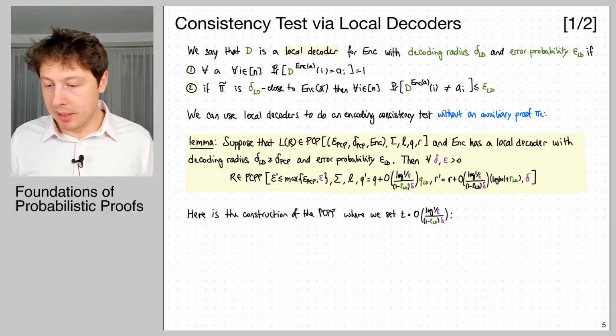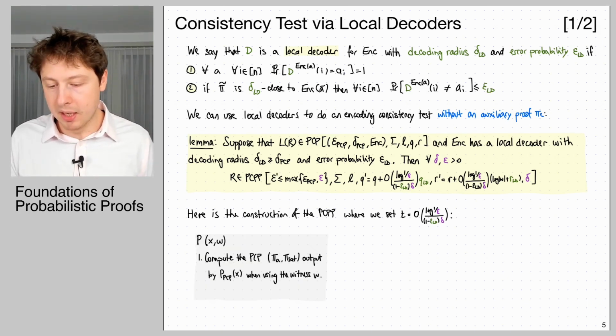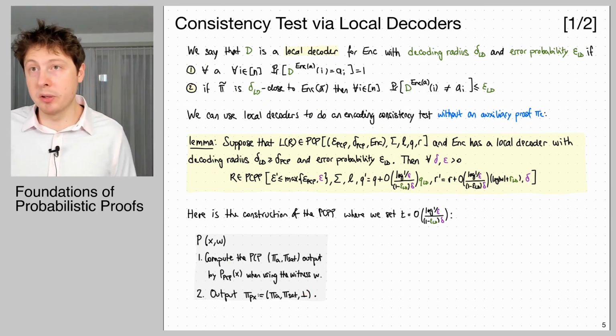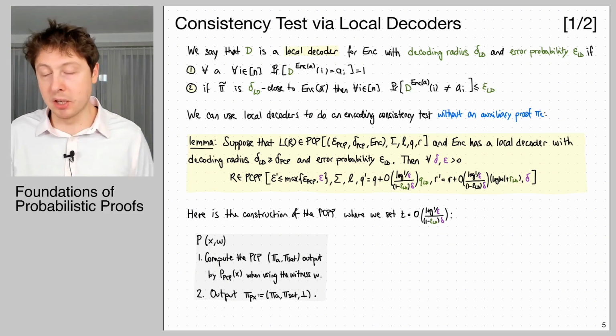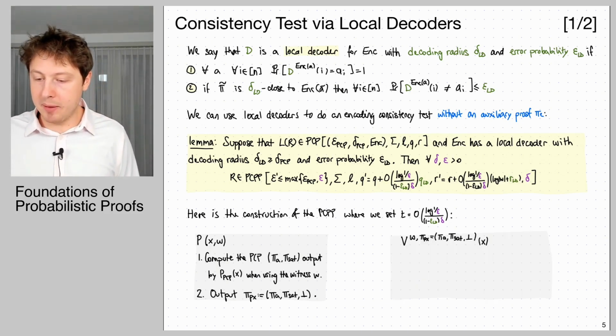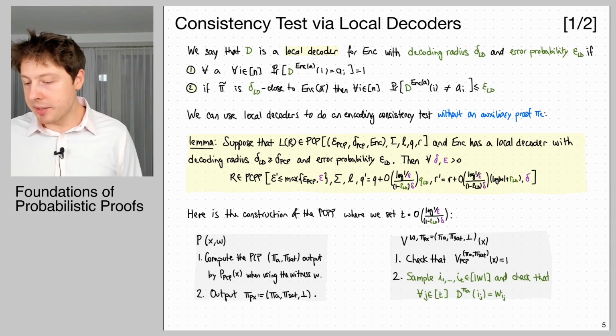So the construction is actually pretty simple. The PCP of proximity is just going to consist of the PCP with no auxiliary proof, because we have a local decoder. The local decoder is happy to be fine with just the noisy encoding. And the PCPP verifier is going to run the PCP verifier, and then it's going to run the local decoder on a bunch of indices.